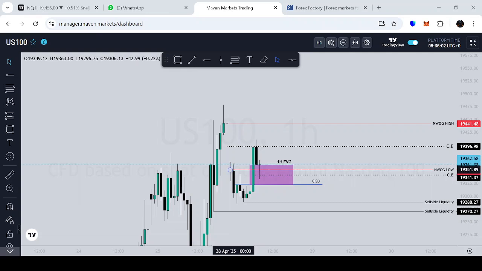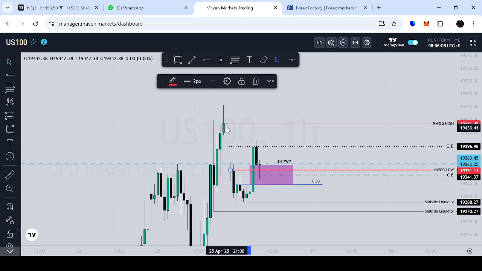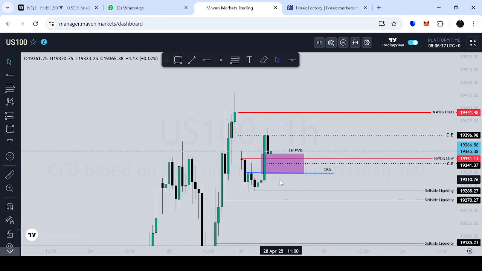That's the low of the new week opening gap. Then the high of the new week opening gap. The high of the new week opening gap, the low, and the 50%, which is the consequent encroachment. At the opening price of the week, we took out a sell side liquidity here. Price took out the sell side liquidity with the body.